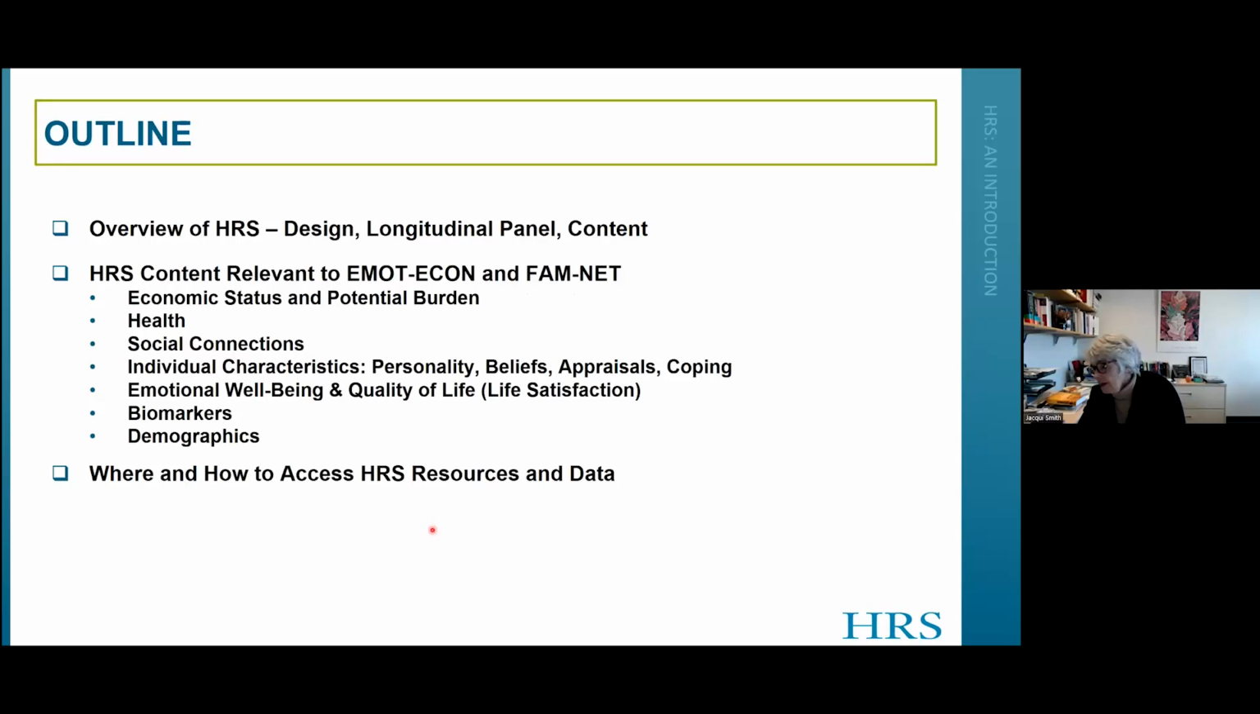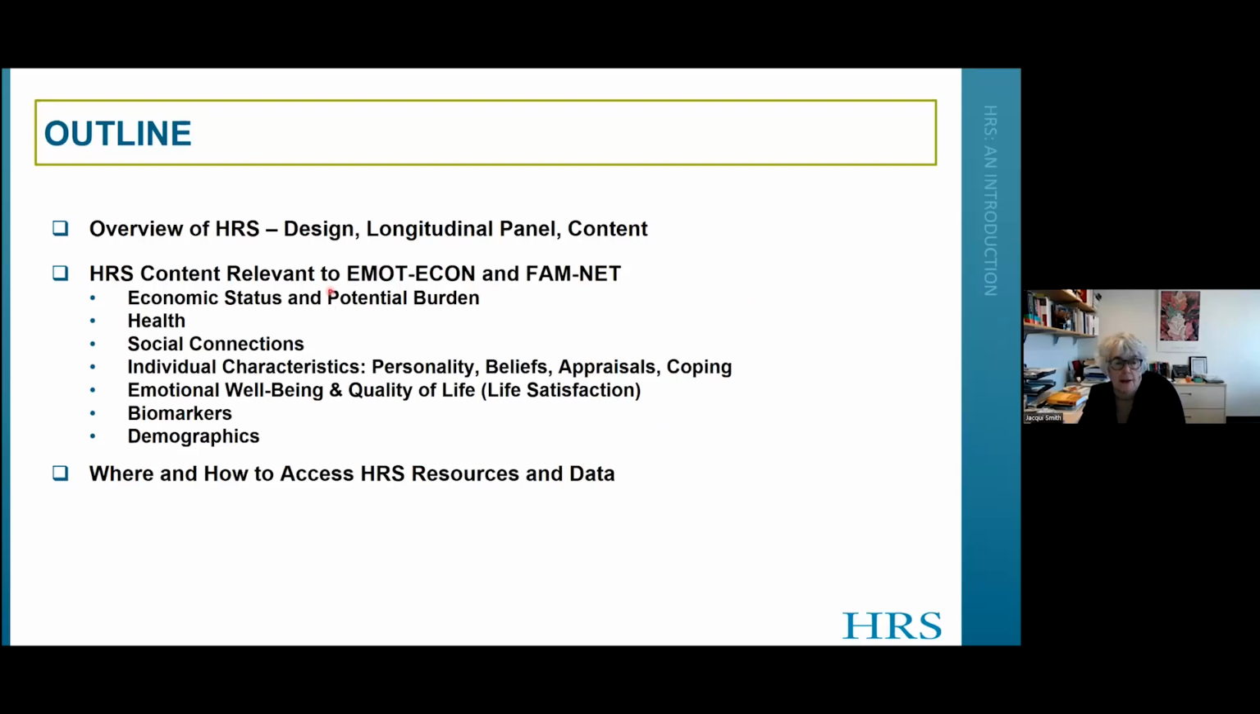Okay, so this is an outline of what I will try to get through today. We'll start off with a very quick overview of the design of the Health and Retirement Study. It's a longitudinal panel. How does that panel evolve? And a quick overview of the content. I can't do the whole content because it would take weeks anyway, so I've selected some content that's probably relevant to the people who are doing research in EMOT-ECON and FAMNET, at least from what I could see on the website.